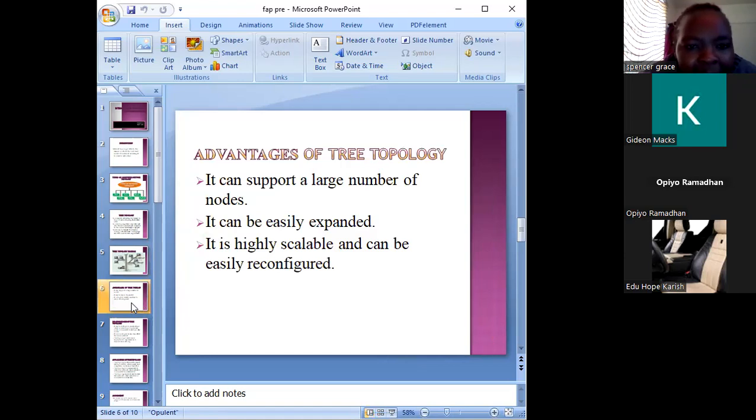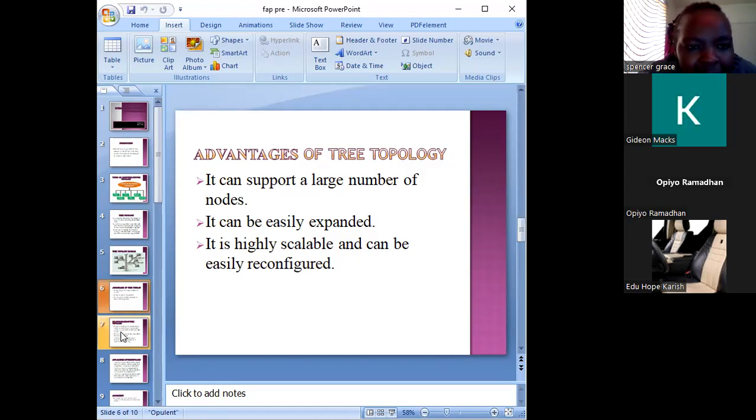So we can say advantages of tree topology. One, it can support a large number of nodes. So you can have as many nodes as possible, that is as many computers as possible and as many servers as possible. Then we can say it can be easily expanded. So when you want to add a computer or another node, it is easy to add. Then you can also say it is highly scalable and can be easily configured. Now you'll go and research more advantages of tree topology.